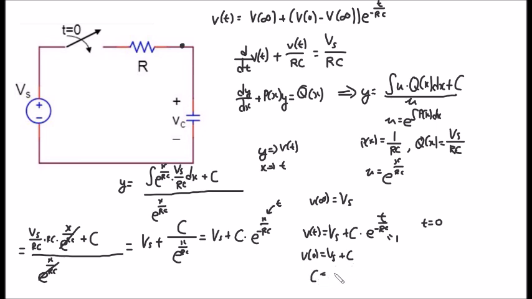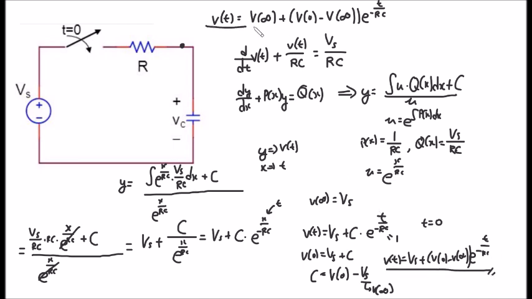So C, in fact, would equal to the initial voltage. This is V of 0, so this is initial voltage, minus the source voltage. This was, in our case, V to the infinity. So the final equation, if we plug C back to this equation, the equation we get is this equation. And we can see that now this equation is the same equation that we used before.